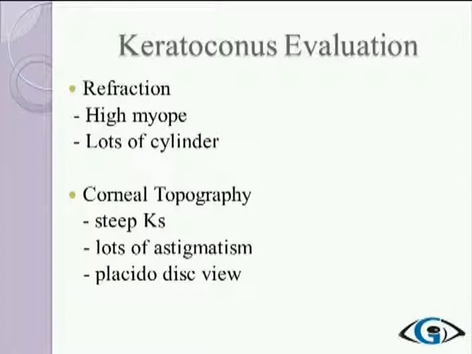We'll get a corneal topography. We'll be looking for steep keratometry readings. So this is not the patient who has K readings of 41, 42. This is the patient who has K readings of 47, 49, 50. The patient will have a lot of astigmatism, so there'll be a big difference between their flat and their steep K reading. And one of my favorite ways to evaluate keratoconus patients is to look at the placido disc view of that corneal topography.